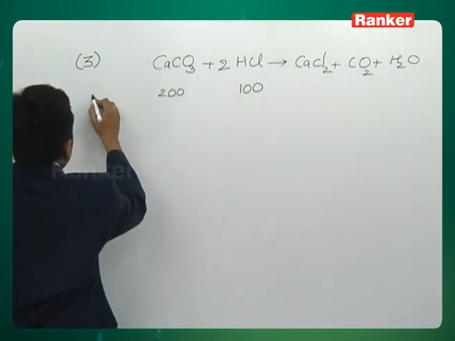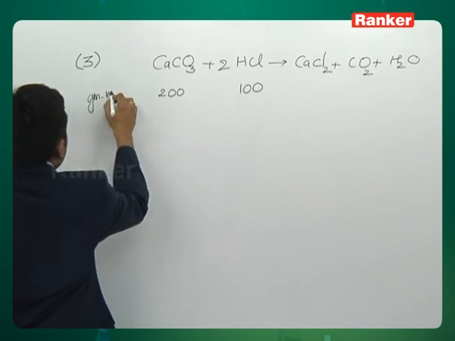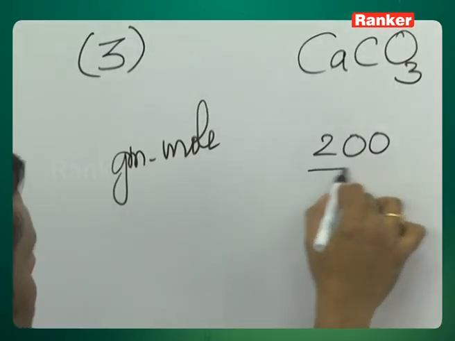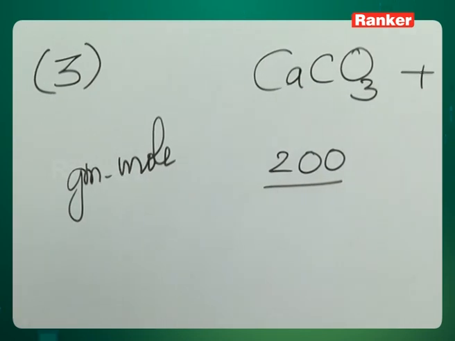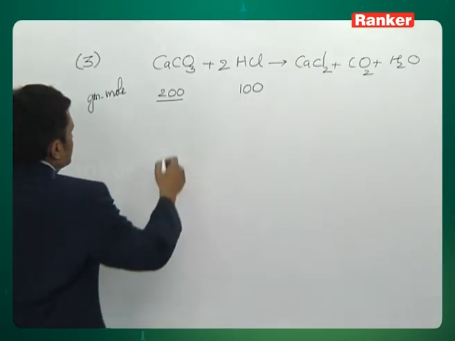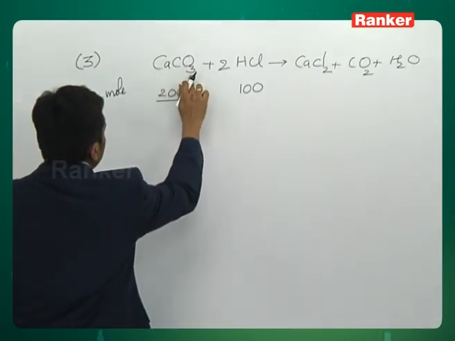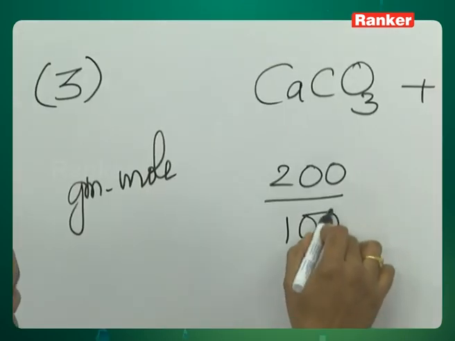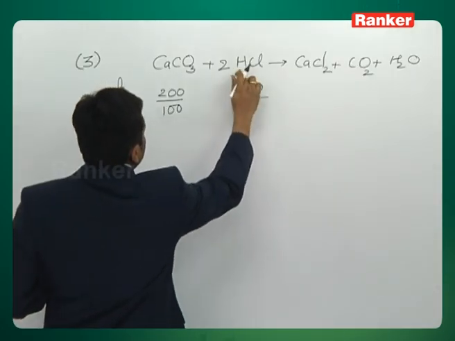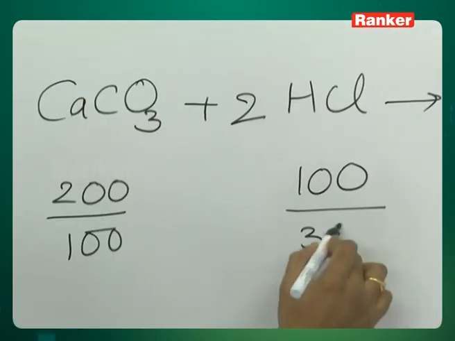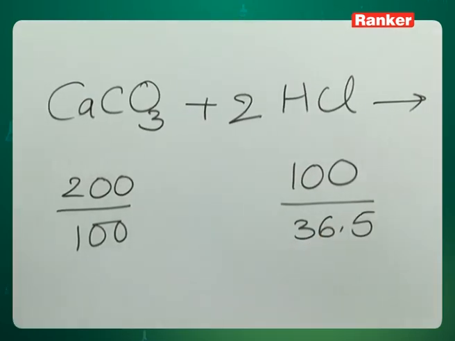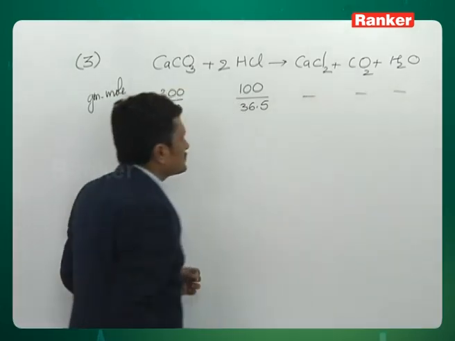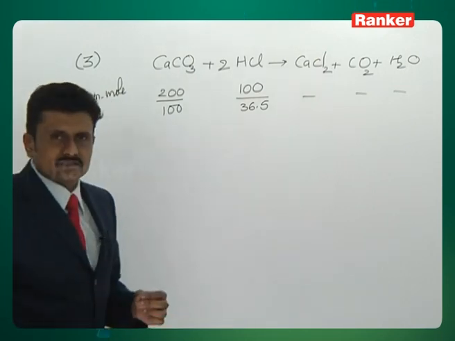Hence it has to be converted into gram moles. The gram moles are obtained by dividing the weight of the substance by the molecular weight. The molecular weight of CaCO3 is 40, 12 and 48, put together is 100. And the molecular weight of HCl is 1 plus 35.5, that is 36.5. This is the moles with which you have started the reaction.